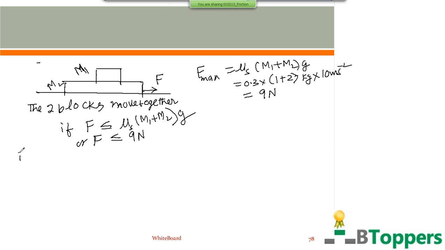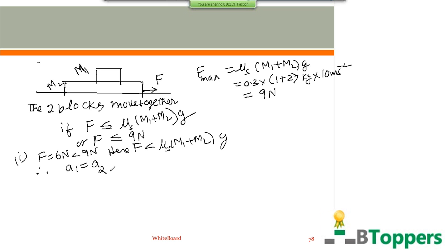In the first part of the question, F is given as 6 newtons, which is less than 9 newtons. That means here F is clearly less than μs into (M1 plus M2) g. Therefore, both the blocks move with the same acceleration. The magnitude of acceleration of M1 I denote by a1, and of M2 by a2; both will be the same. The magnitude of acceleration of each mass can be denoted by a, which will be equal to F by (M1 plus M2).